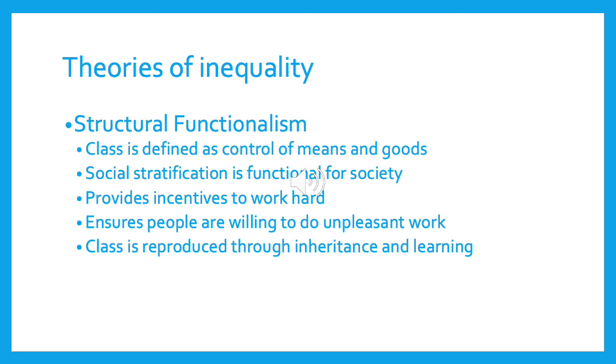For structural functionalists, class is reproduced through two mechanisms: through inheritance of goods and means, so just as Marx said, passing down what we own to our children, as well as through learning. So, for functionalists, social learning plays a role in class. It's not just about what you own, it's also about the soft skills, the social capital that our parents give us.